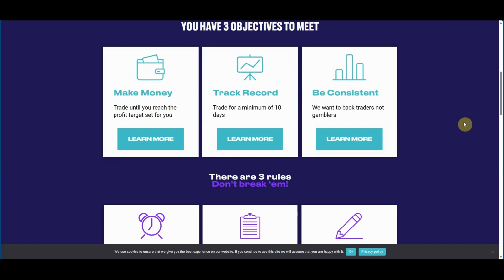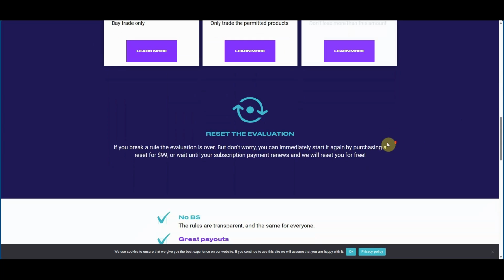It's probably the drawback in comparison to Apex Trader Funding, where they don't actually assess that. You can get in and out in an instant on your micros. That's fine with Apex. TradeDay, they don't accept it, and it is what it is.